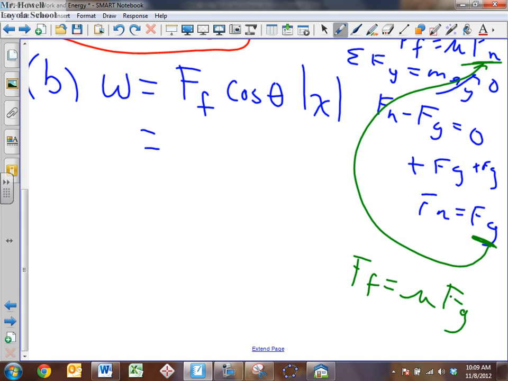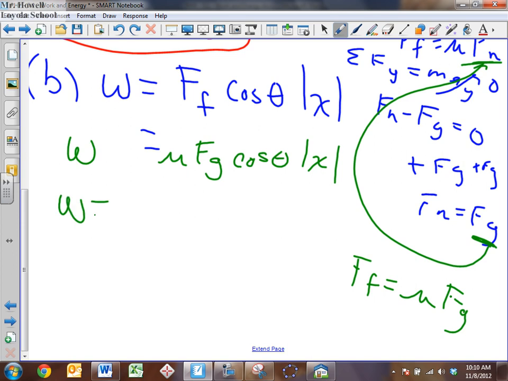Again, Ff is defined as mu times Fn, but since Fn is Fg, we replace the Fn up here with the Fg down here, and we can put that right into our equation. Wait, what's Fg again? Fg is the weight of the desk, which is given. Yeah, 20 newtons. Okay, got it. And now we can just plug in, because now we know numbers.